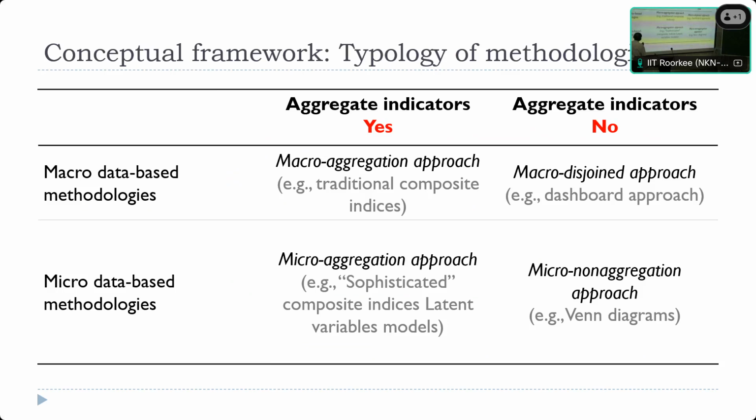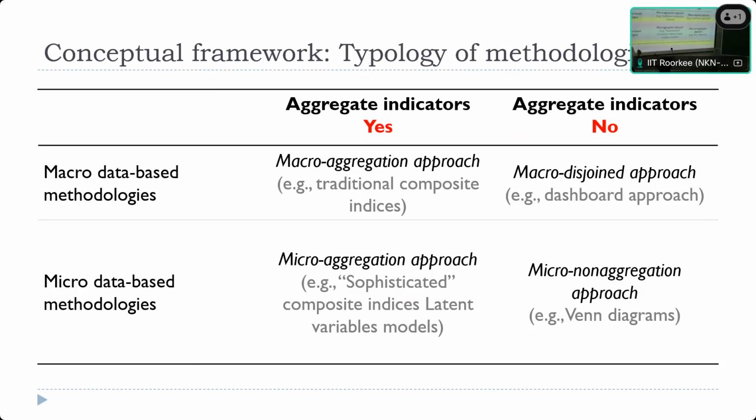Then, within microdata, you can have the micro aggregation approach. The idea is to aggregate them to come up with one single index. And then you can also have a micro non-aggregation approach. An example is the Venn diagram. You can see the overlaps, what fraction of people have joint deprivation in indicators and so on, but you do not do aggregation. They fall within the umbrella of multidimensional approaches, but this terminology should be clarified upfront. This is what I'm using.